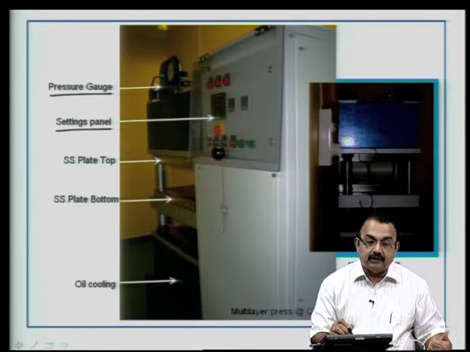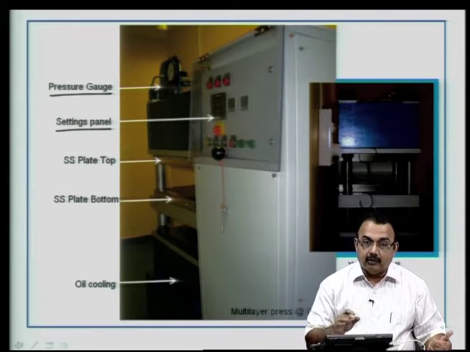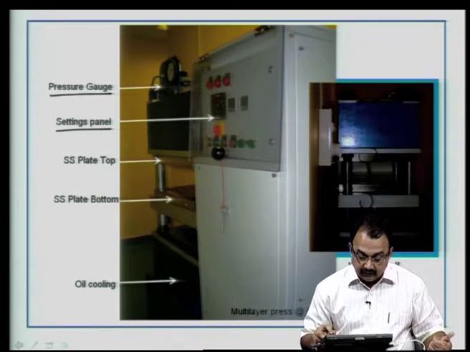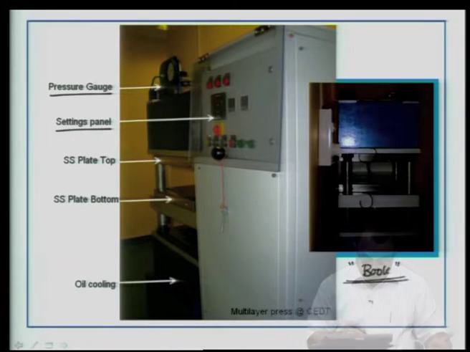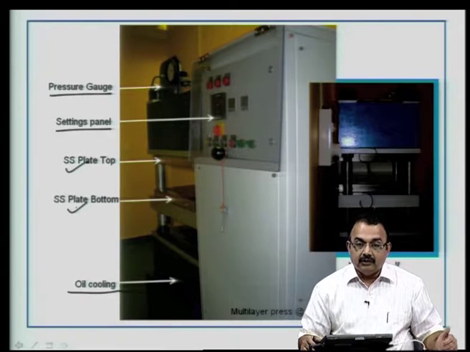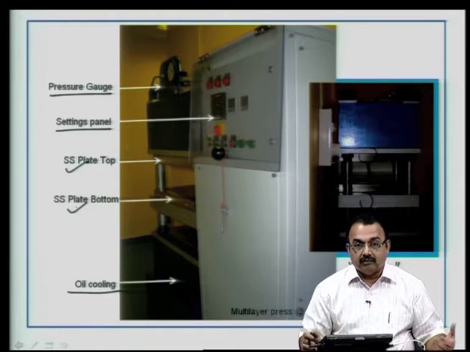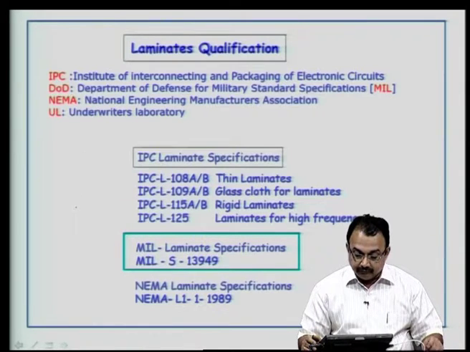You can program it for the required timing, so that you can reach the maximum temperature with the required slow heating and slow cooling. There will typically be oil based cooling, and you can see there is a stainless steel plate at the top and at the bottom. This is very typical of a simple multilayer press, and for large volume PCB manufacturing, the sizes can be large to accommodate the number of books that you require.